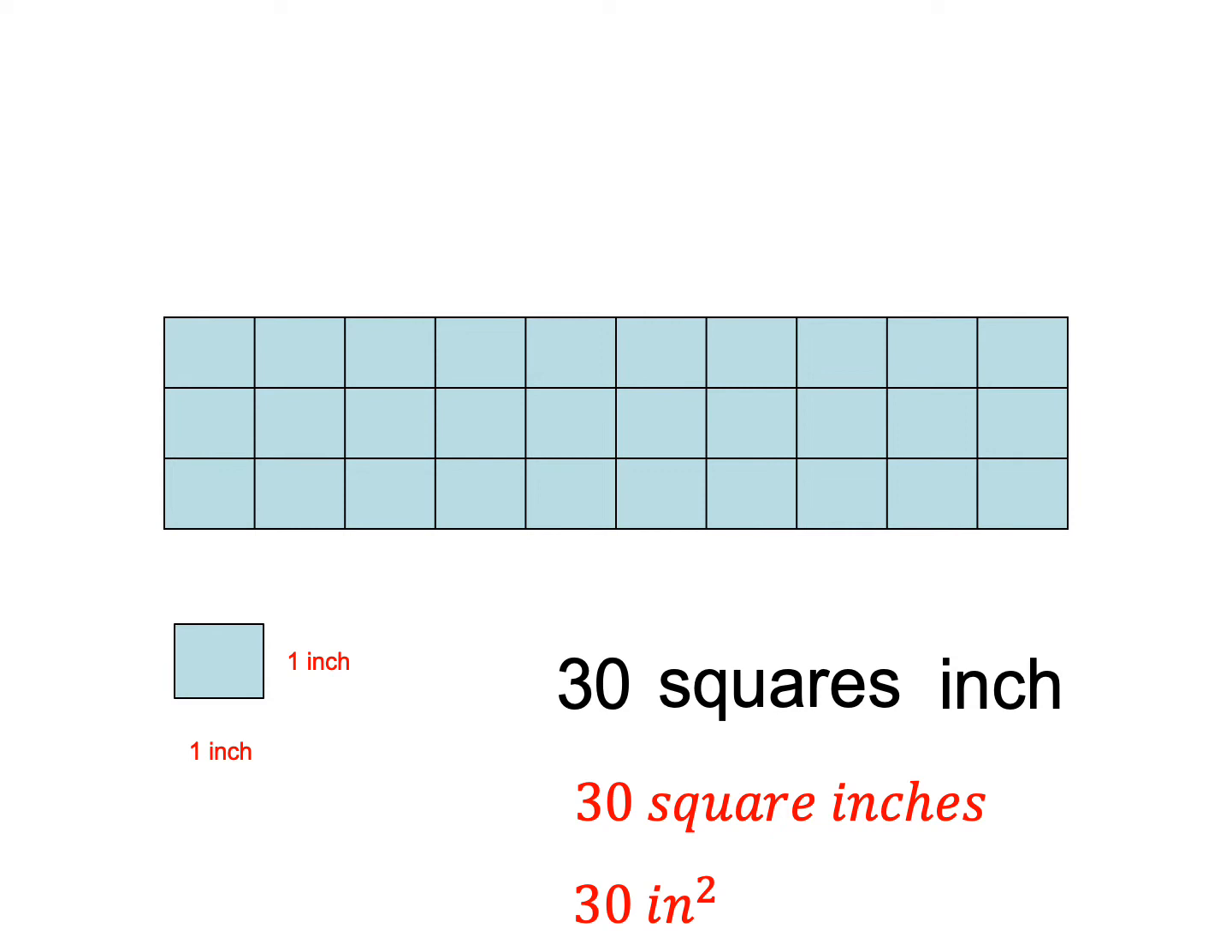Inch times an inch gives you inches squared. Either one of these is acceptable, 30 square inches or 30 inches squared. Typically, we say the answer with this form right here. However, I don't want to say we're lazy, we're efficient. We write the answer like this. So get used to this.